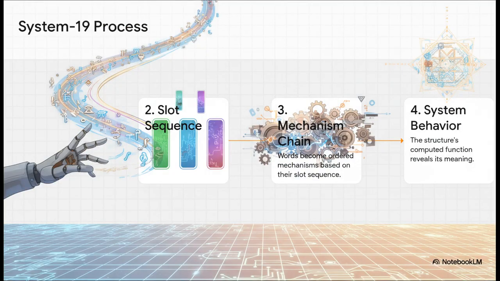That's it. Okay, so you can see the process right here. It's a pipeline. You start with that raw stream of symbols. Those get mapped into a sequence of what it calls slots. Then those slots combine to create a mechanism chain. And that chain, that's what describes the system's behavior. It's a total transformation, really. You're taking ancient letters and turning them into modern functions.